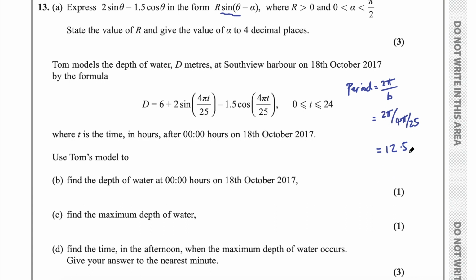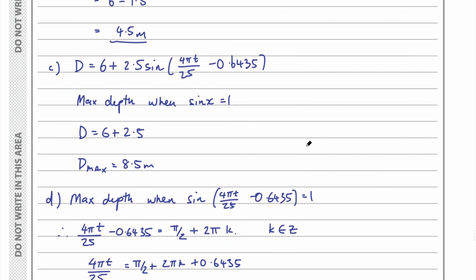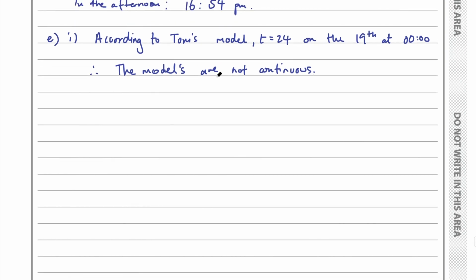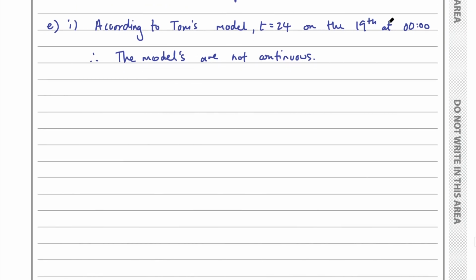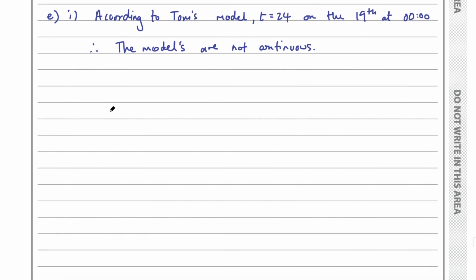And that's not going to be repeating at 24 hours. So you could also use the period to reinforce your argument. But honestly, I think it's quite clear. However, perhaps they want more detail in this answer. So I'd suggest, if you think this answer is not detailed enough, maybe look at the mark scheme and come up with your own ideas there. But I think it's just clear that at t equals 24, they're not the same. So she can't just continue at midnight on the 19th.